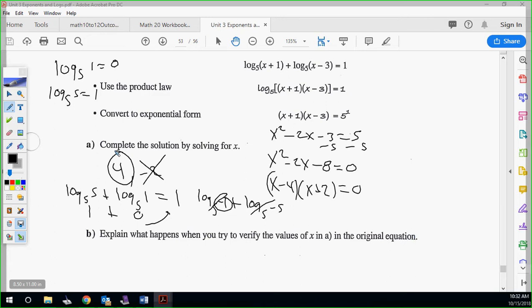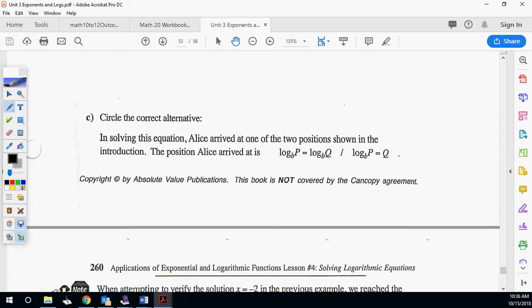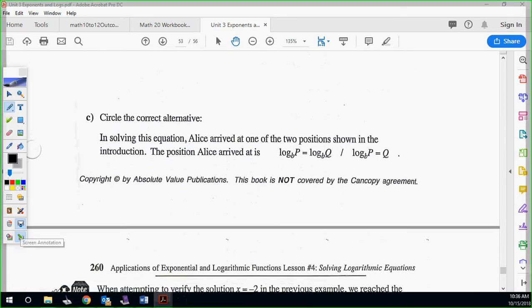And so we just did that, and let's see here. It says circle the correct alternative. In solving this equation, Alice arrived at one of two positions shown in the introduction. The position Alice arrived at was log base b equals q. So she converted to exponential. So the two we're looking at are log with the same base, and when we go from log base to a number, we can convert to exponential.